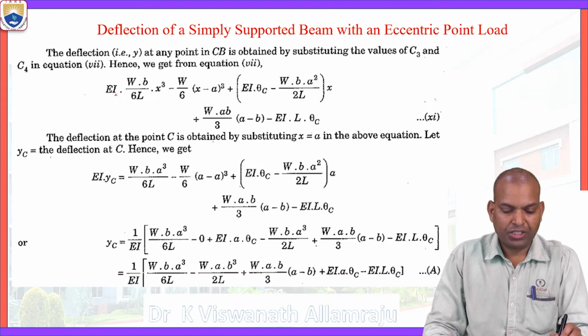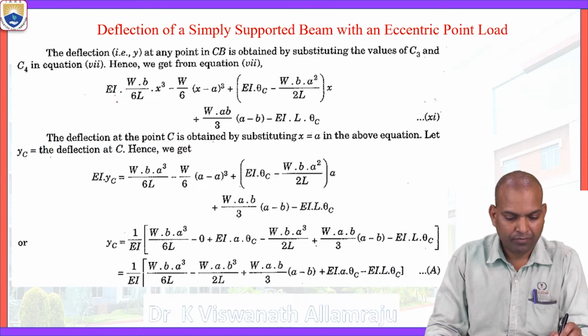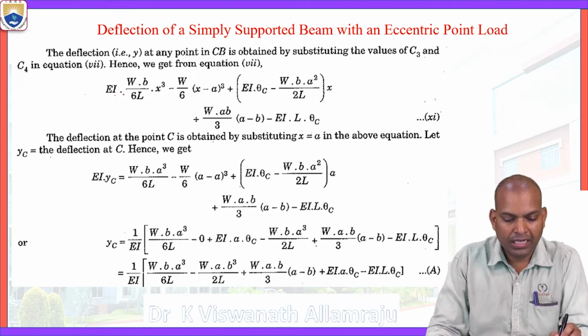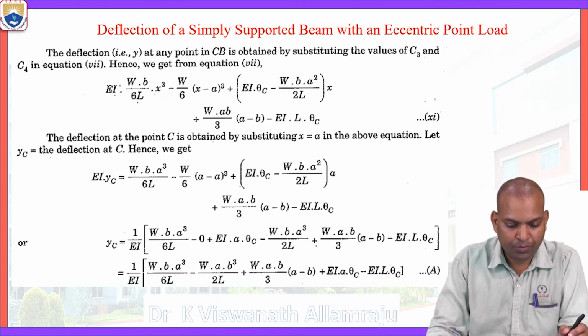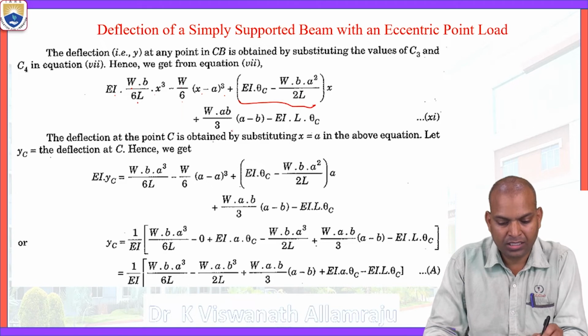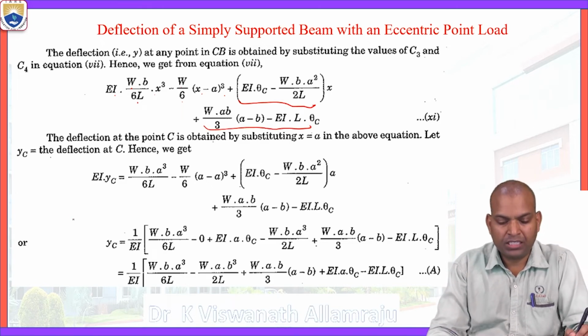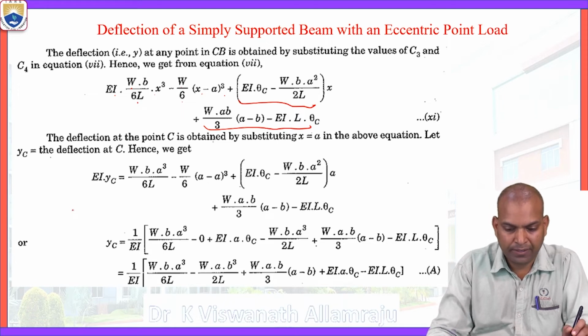Now this is the deflection equation: EI times y equals WB by 6L x cube minus W by 6 (x minus A) whole cube plus EI times theta C, with the C3 and C4 terms. So the deflection at point C is obtained at x equal to A.